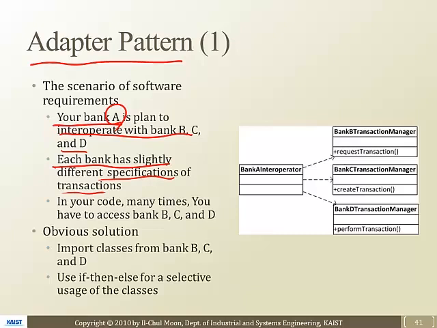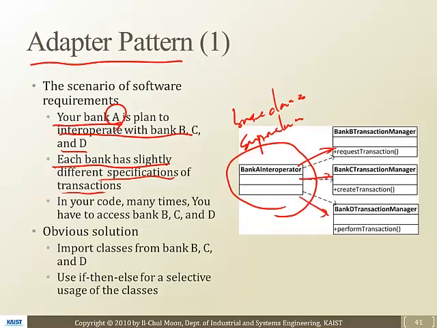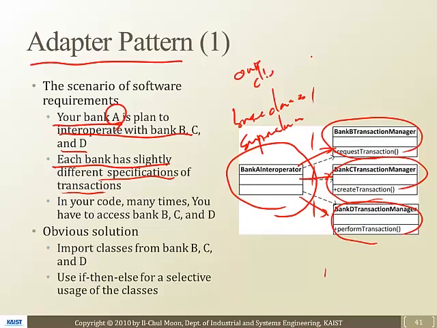And then in your code, many times you have to access bank B and C and D, and what happens is that you have this superclass or base class, and then you use this bank B transaction manager, bank C transaction manager, bank D transaction manager. And this is the separation between our clients and the other banks. Okay? And if we add bank E, then we have to add another class like this, right?